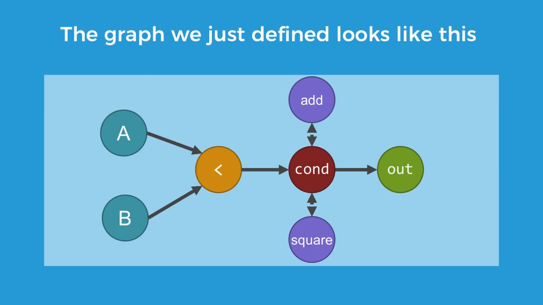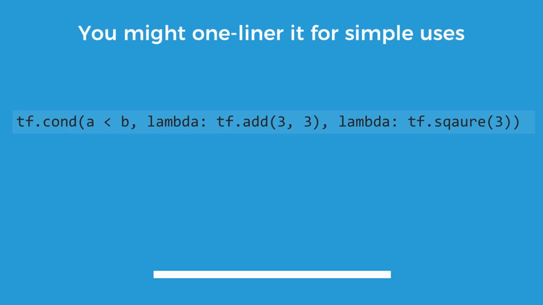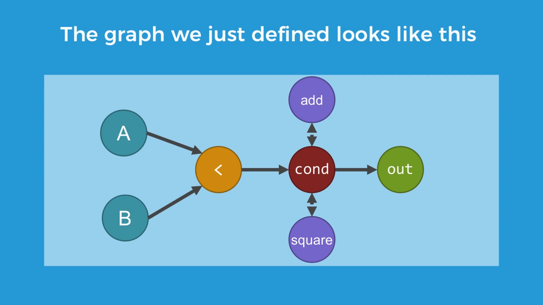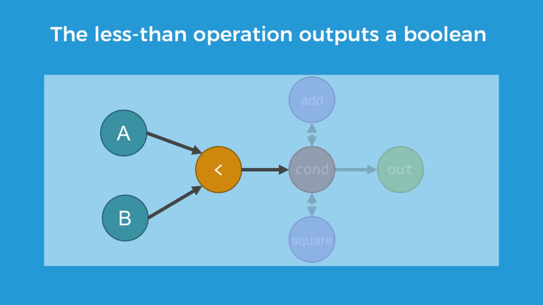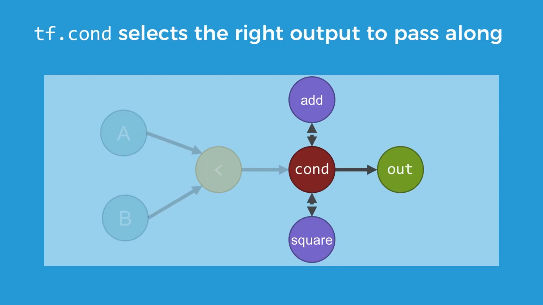So the graph that we just made using this code would look like this. We have our A and our B inputs. Those get passed to a less than function. So is A less than B? That then gets passed to our conditional. And the conditional has links to both the run if true graph as well as the run if false graph. And it decides whether or not to run one or the other based on the Boolean input.